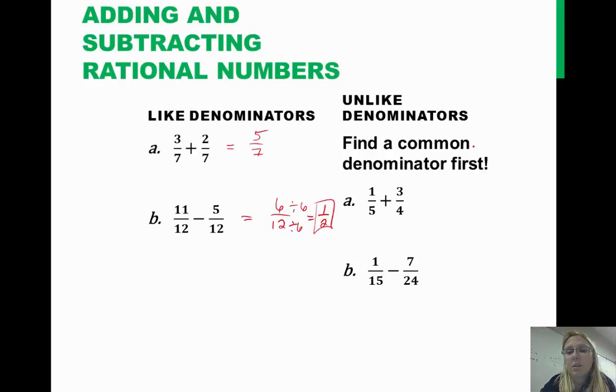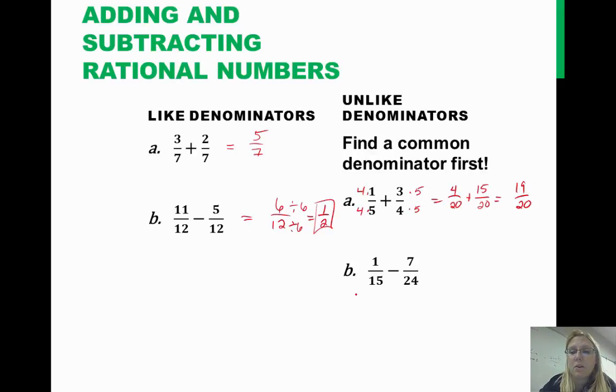On unlike denominators, I need to find a common denominator first. In this case, 5 and 4, you can multiply those two together to find a common denominator. So I'm going to multiply both top and bottom by 5 on this one, by 4 on this one. So this would be 4/20 plus 15/20. If I add those together, I will get 19/20.